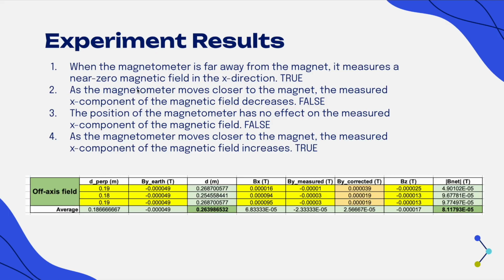It's true that when the magnetometer is far away from the magnet, it measures a near zero magnetic field in the x direction because of the inverse relationship. It's false that the field decreases as we move closer; it actually increases, as we have here.